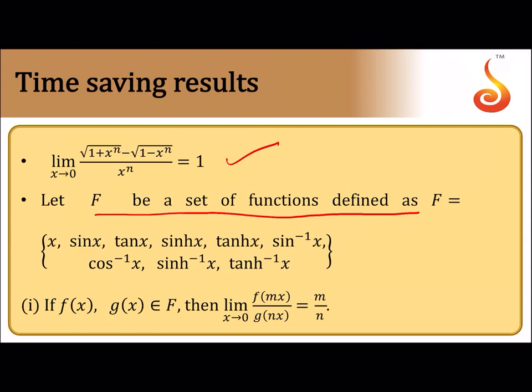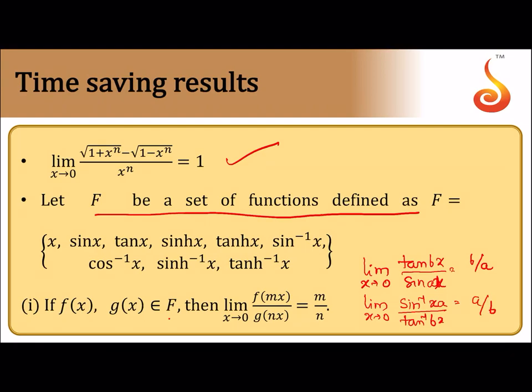So some standard limits are there. Limit x tending to 0, under root of (1 plus x)^n minus under root of (1 minus x)^n, divided by x^n, will give you 1. F is a set of functions defined as all these functions. If f(x), g(x) belong to capital F, the limit x tending to 0, f of mx by g of nx, equals m by n. Just now I gave an example also. Limit x tending to 0, tan bx by sin ax will give you b by a.